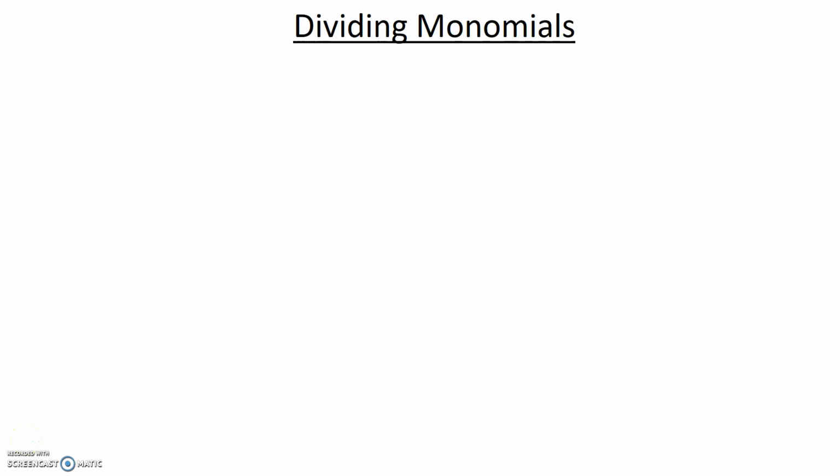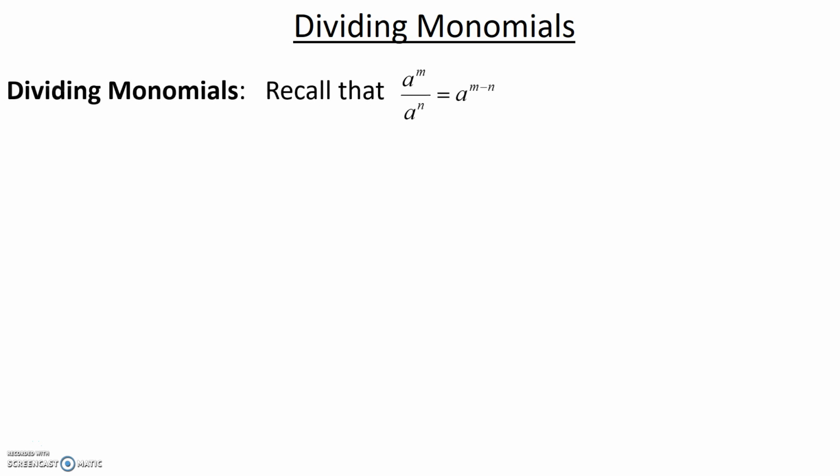In this section, we will do a quick recap of dividing monomials. Recall that a to the m divided by a to the n equals a to the m minus n. In other words, when you divide the same base, we subtract the powers and keep the base.